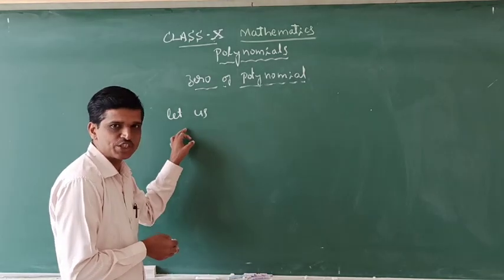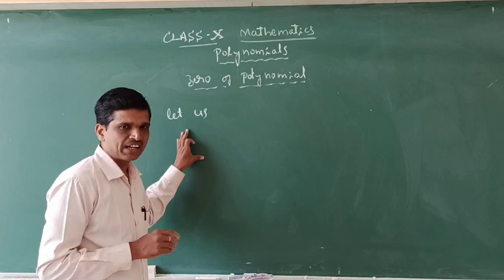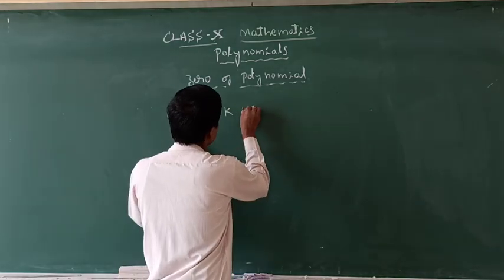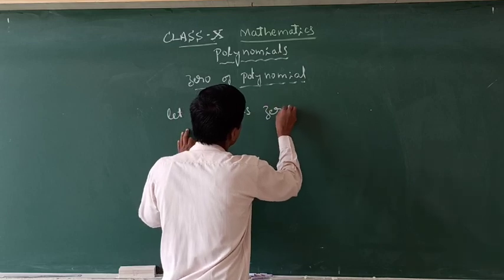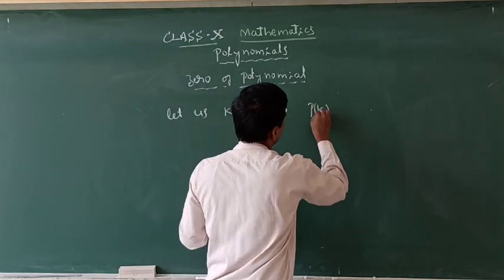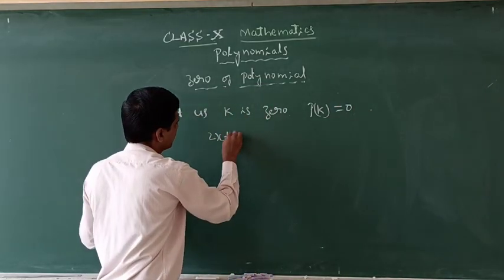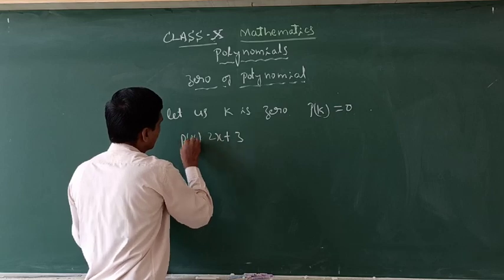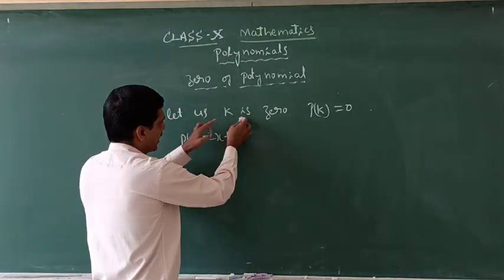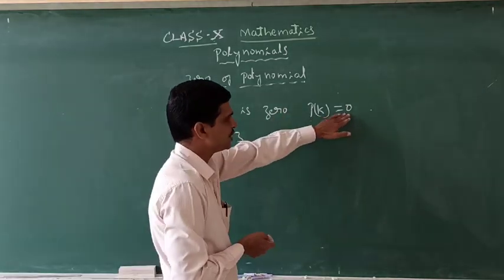Now let us assume any polynomial in which k is any real number. Let us assume that k is 0, in which the polynomial p of k is equal to 0. Now take an example, 2x plus 3. It is one of the polynomials. So k is any real number, but the polynomial value is 0 already.